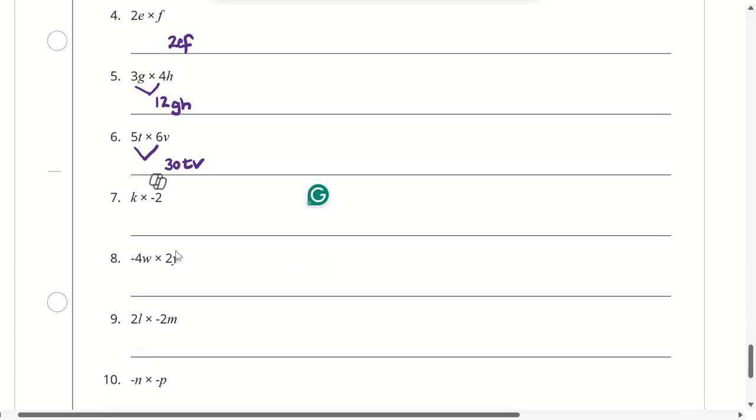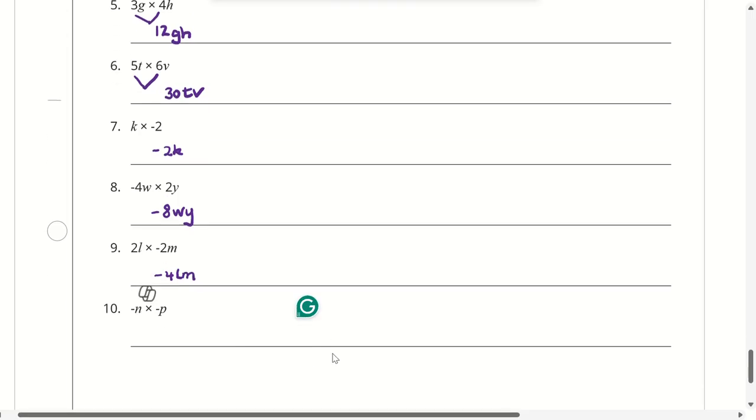We're almost done. This video is only going to go for about 14 minutes. So hopefully you can start mastering this multiplication, division, addition, collecting like terms. Is minus 2k, minus 8wy. Negative 2 times positive 2 is negative 4 with an l and the m.